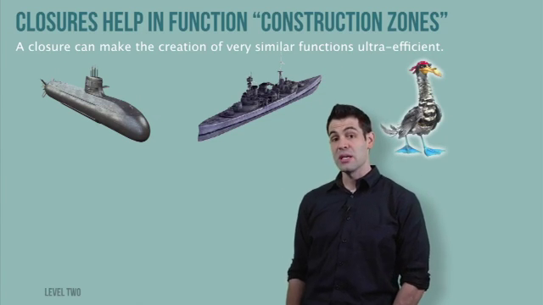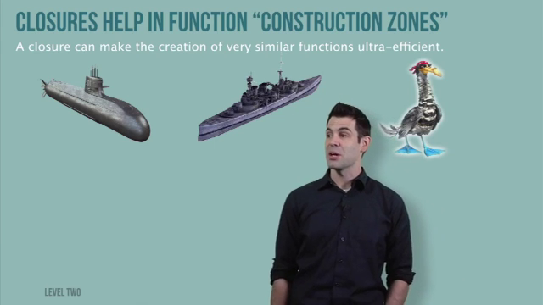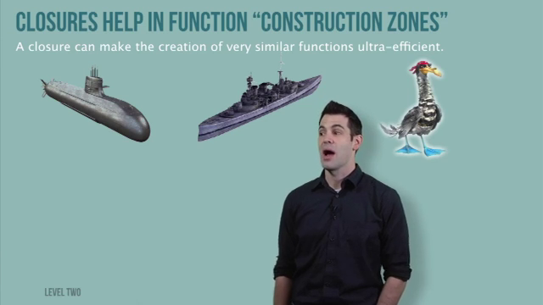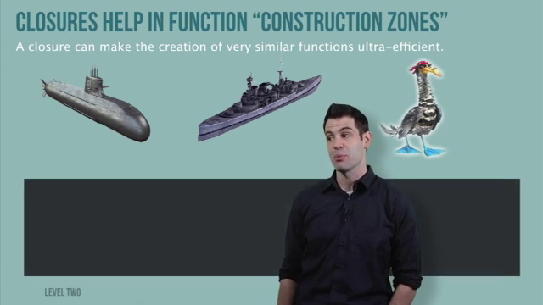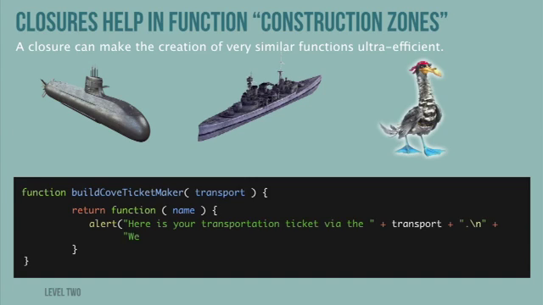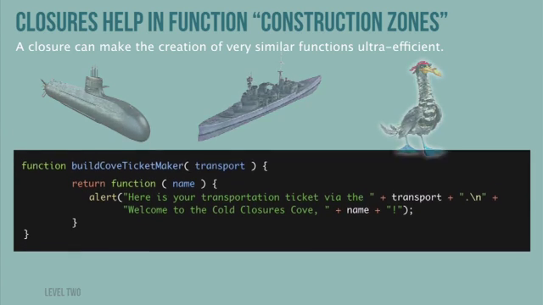Since we have these three different modes of transportation across our cove, we can make a buildCoveTicketMaker for our different modes of transport. Here's our function. And inside that function, we would return another function that uses a name and alerts, "Here is your transportation ticket via the transport," which will get closed up from the external function. "Welcome to the Cold Closures Cove, name," which will be involved on a local level as a parameter.